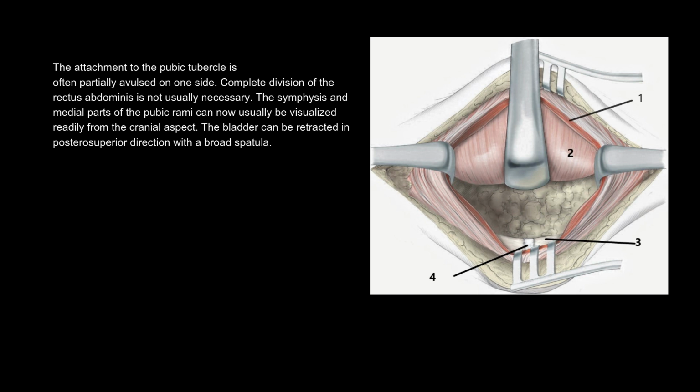The attachment to the pubic tubercle is often partially avulsed on one side. Complete division of the rectus abdominis is not usually necessary. The symphysis and medial parts of the pubic rami can now usually be visualized readily from the cranial aspect. The bladder can be retracted in a posterior superior direction with a broad spatula.